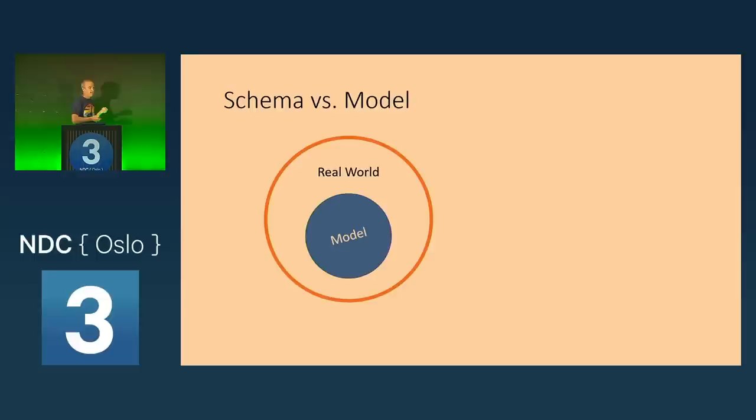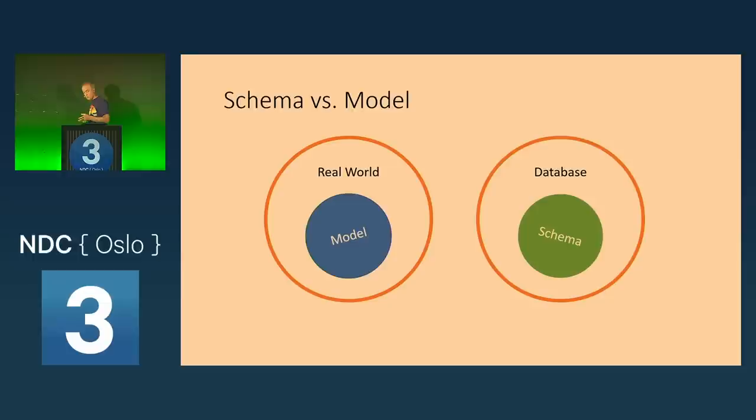And then in the database world, when we're talking about schema, we're talking really about the structures of how the data is actually stored, and that dictates how it would be processed. And the most important thing is the design. So the design is moving from the real world, the model, into the schema. A model represents the real world.